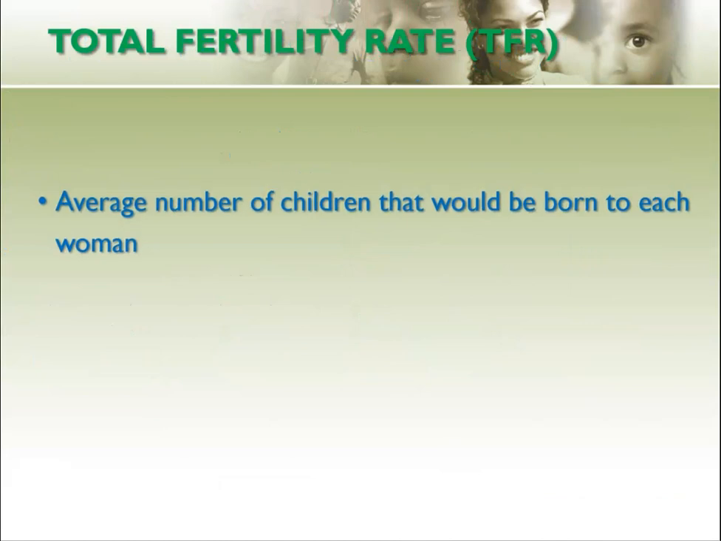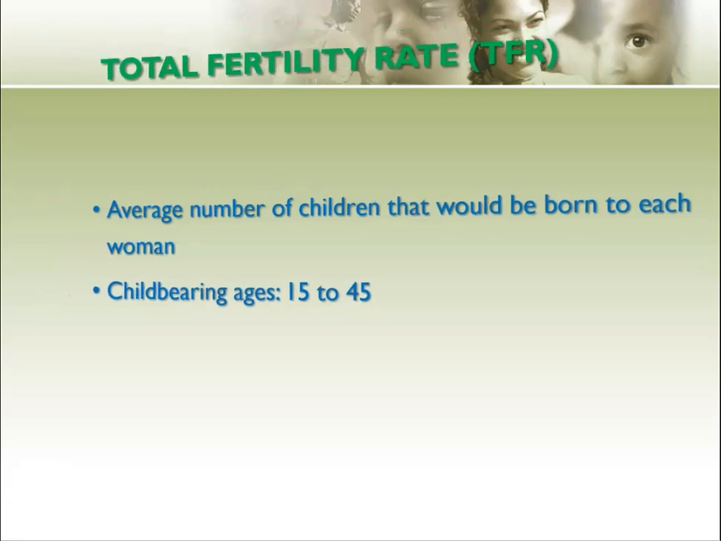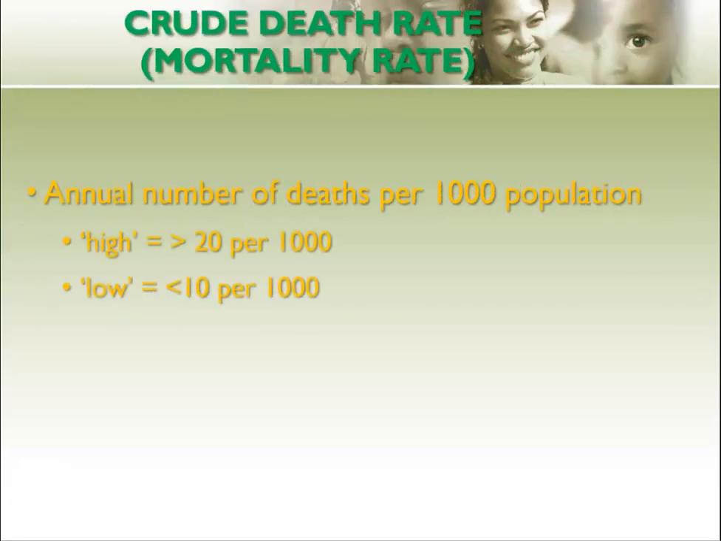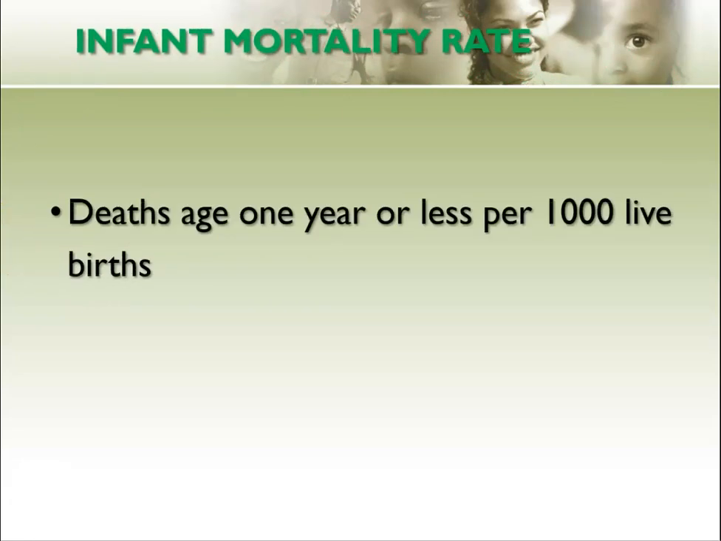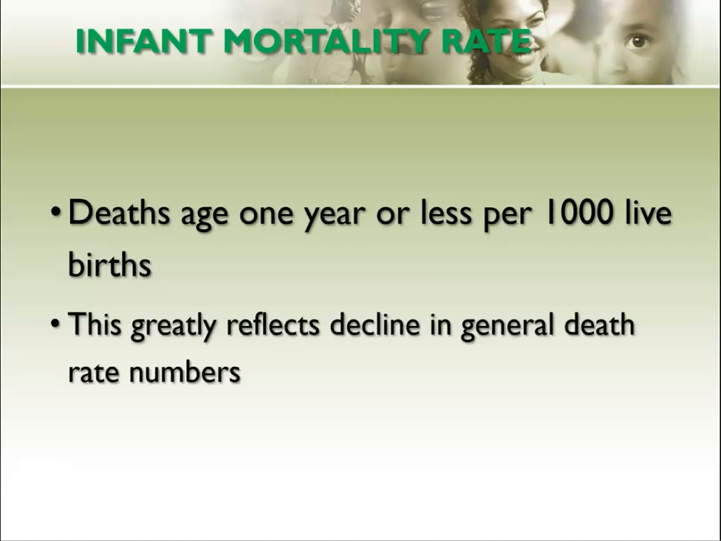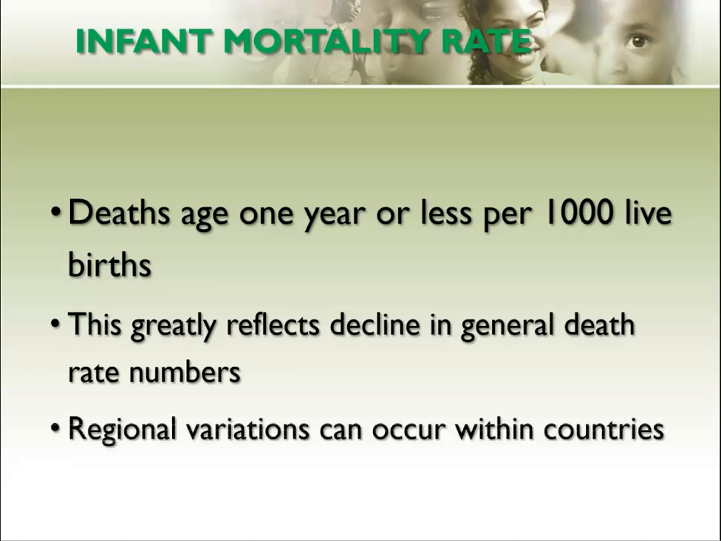Total fertility rate is the average number of children that would be born to each woman. This is childbearing age, 15 to 45. Crude death rate is the annual number of deaths per 1000 population. It is high when it is 20 per 1000, and low when it is less than 10 per 1000. Infant mortality rate is deaths at age 1 year or less per 1000 live births. This greatly reflects decline in general death numbers.